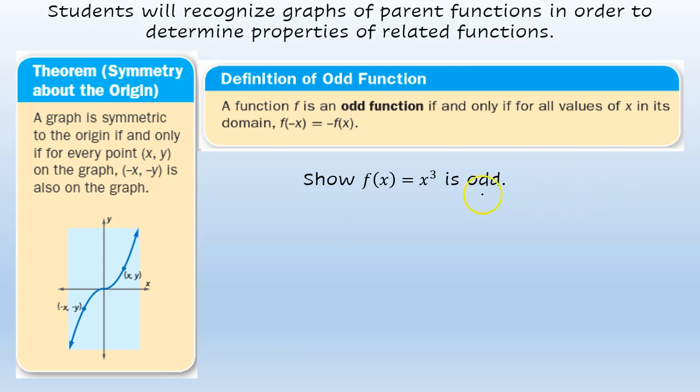And we were asked to show that f of x equals x cubed is odd. So to do that, we need to know what the opposite of f of x is. So we would do the opposite of x cubed.